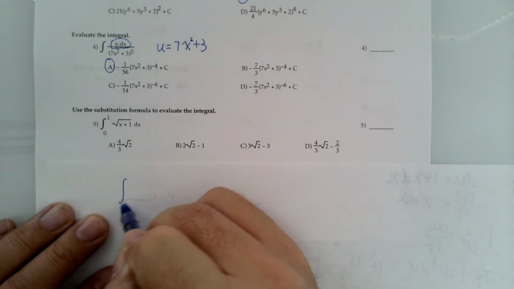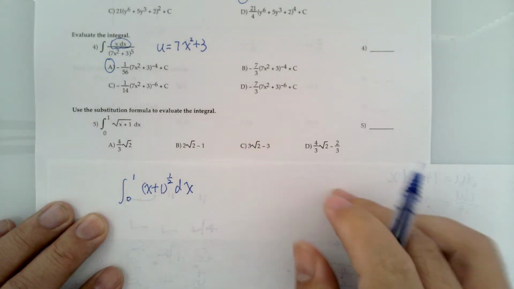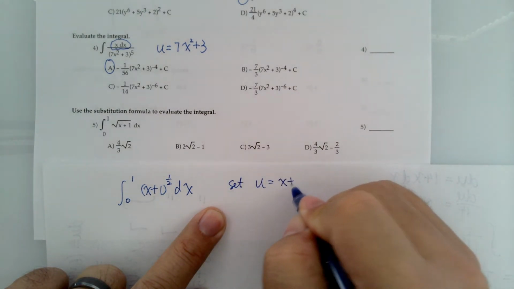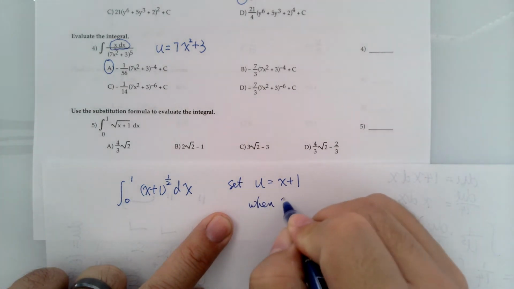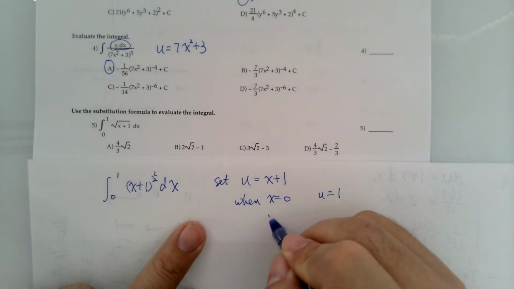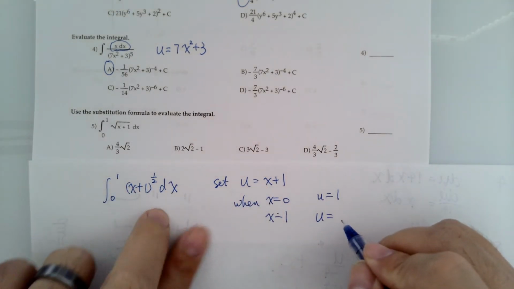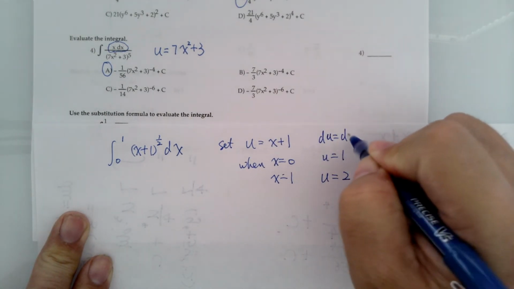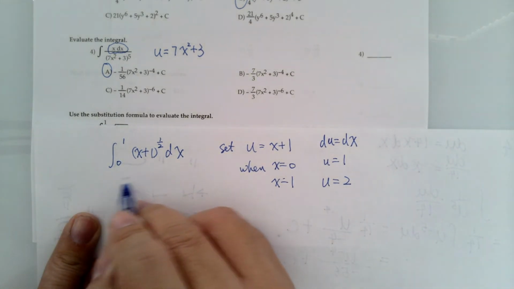Number 5, this integral, use this substitution, this square root here. So 0 to 1, (x plus 1) to the power half dx, right? What we can do is set u equals x plus 1. When x equals 0, u equals 1. When x equals 1, u equals 1 plus 1, which is 2. And du equals dx, right?